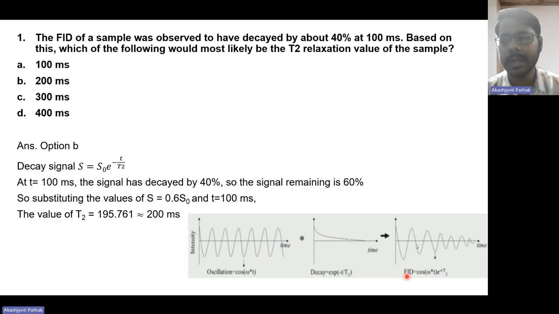So this is the expression of FID. It is cos omega t e to the power minus t by T2. This cos omega t is actually the signal. This is the 60%, or this is S naught over here. This is S naught over here, and then you substitute this value, you will get this answer. Okay. So such types of questions. This is one of the examples.